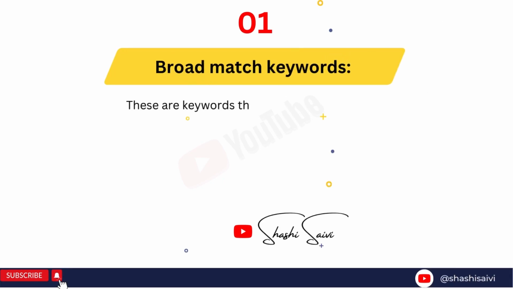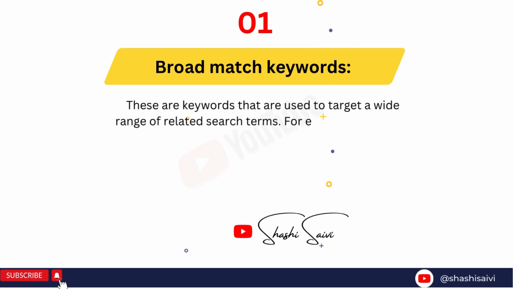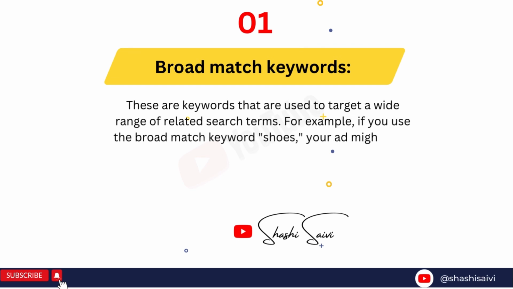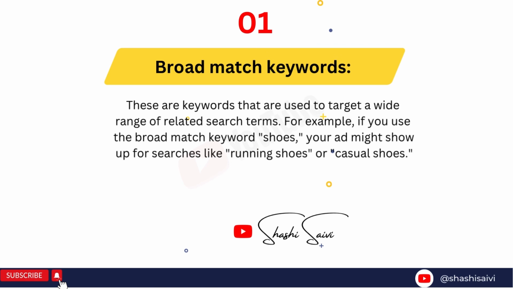Broad match keywords. These are keywords that are used to target a wide range of related search terms. For example, if you use the broad match keyword shoes, your ad might show up for searches like running shoes or casual shoes.